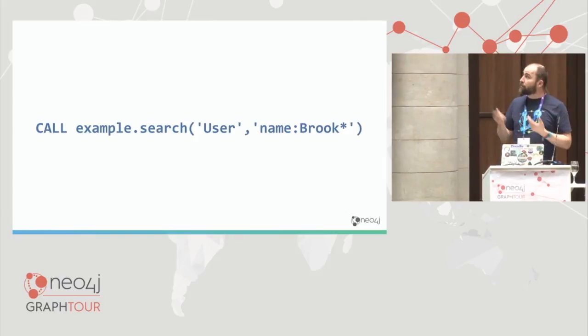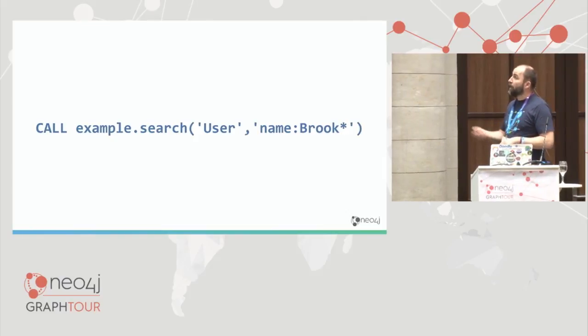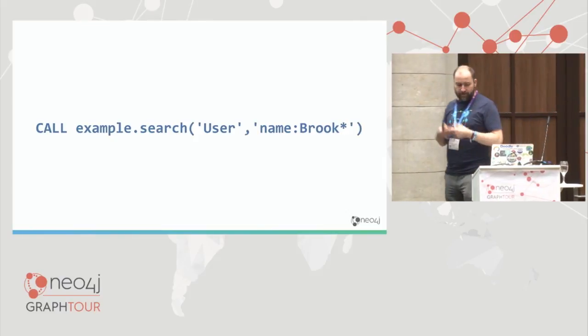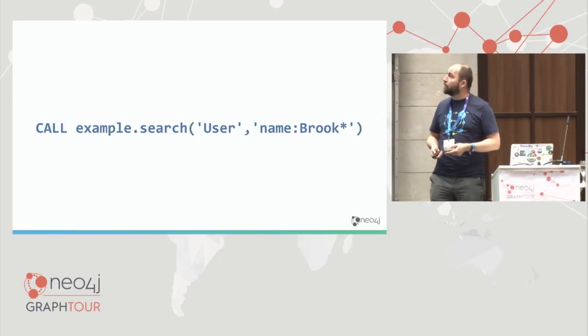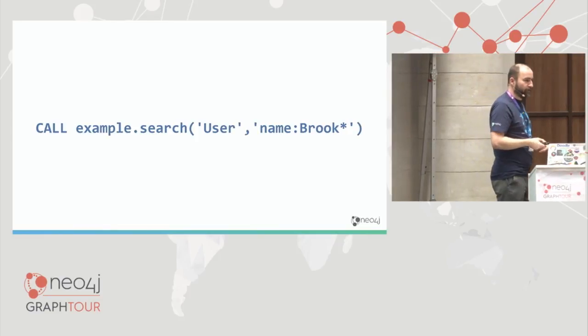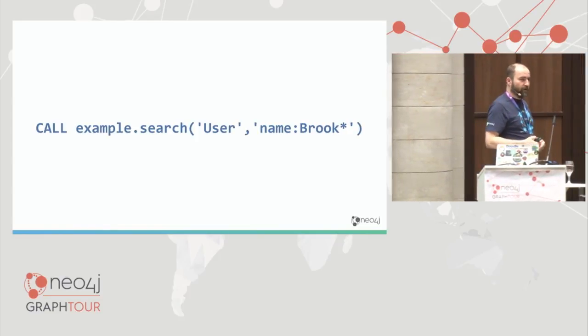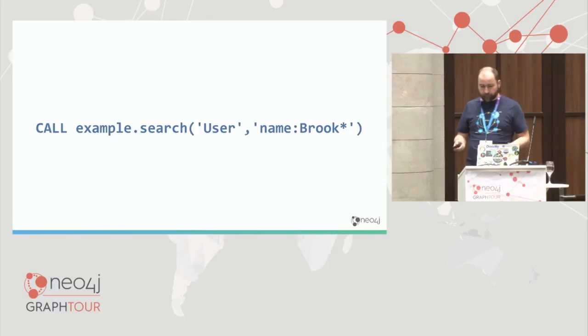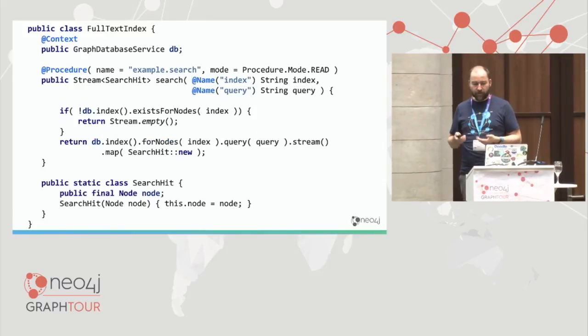So this is one simple example where we call a procedure that gets passed in 2 parameters. In this case, it's kind of using a Lucene index under the hood with an index name and a Lucene query string. And what comes out of this procedure is a stream of data, a stream of nodes.